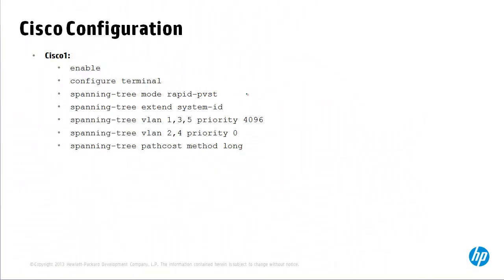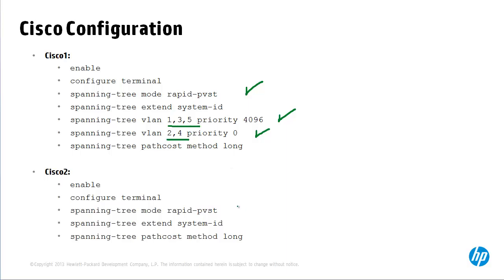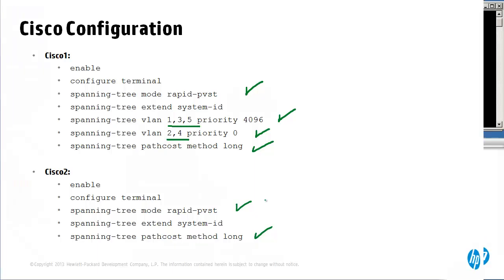On Cisco 1, we'll set the mode to rapid spanning tree. The priorities will be an inverse of ProVision 1. So Cisco 1 will be the root for VLANs 2 and 4 and the backup root for VLANs 1, 3, and 5. On Cisco 2, we'll simply enable rapid PVST, and on both the switches we'll set the path cost to long. In other words, the switches will use the industry standard cost values.